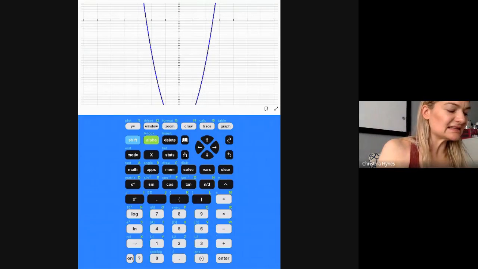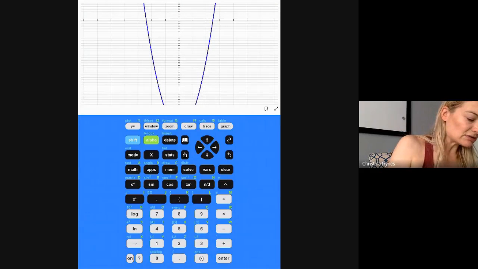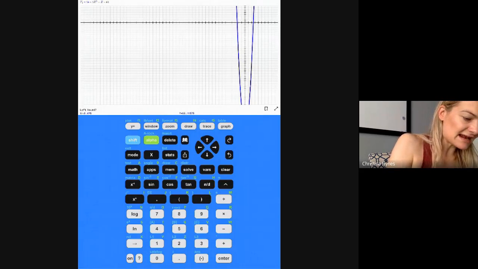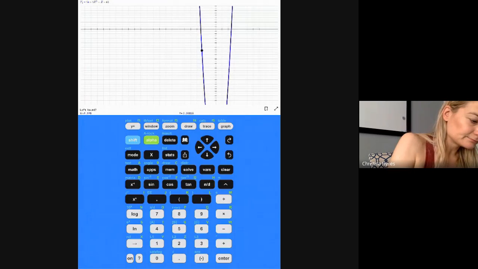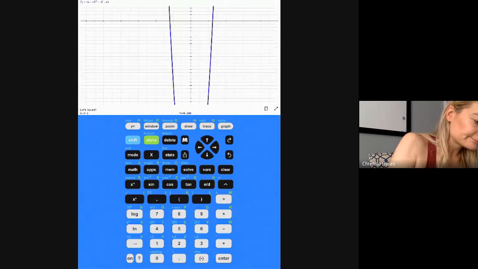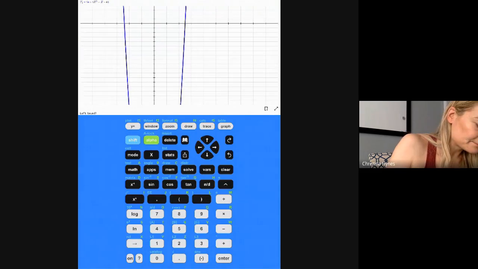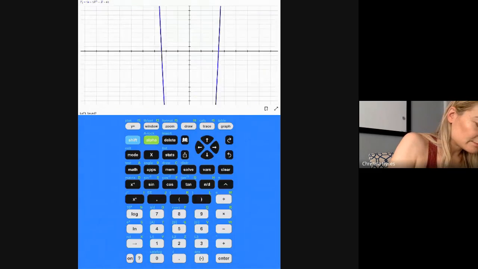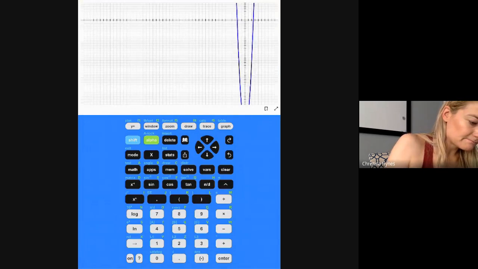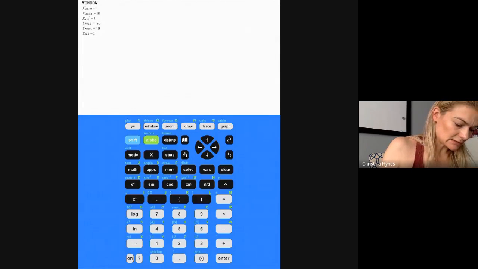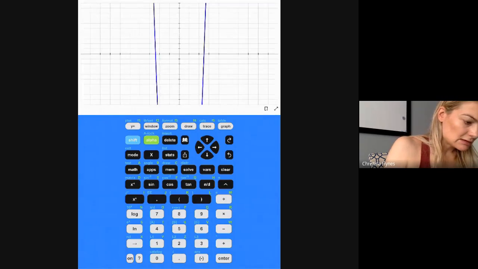As you can see, it's an upward-facing parabola. So I go second trace, number 2. I go to the left side of that x-intercept. Oh, come on. It's not letting me do that, of course. Let me change my window. So I'm going to go to the standard window. And then there you go.